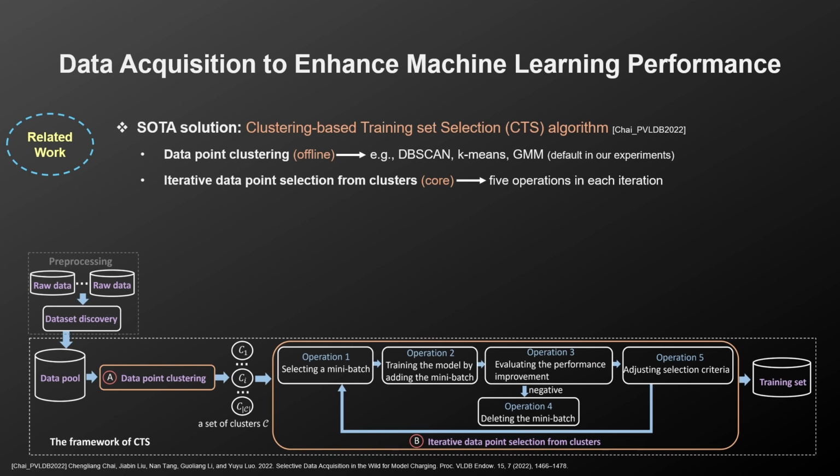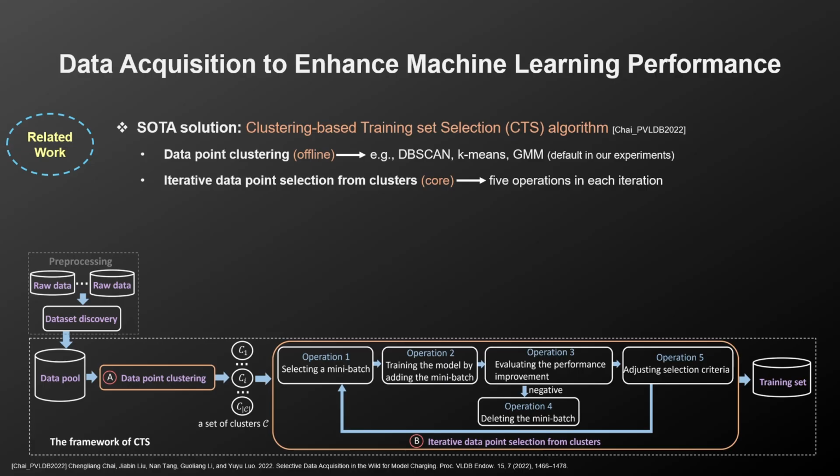CTS consists of two steps. The first step is data point clustering, which groups similar data points into a set of clusters. The second step is iterative data point selection from clusters. In each iteration, CTS first selects a cluster and samples a mini-batch from it. Then it adds the mini-batch to the current training set and retrains the model.